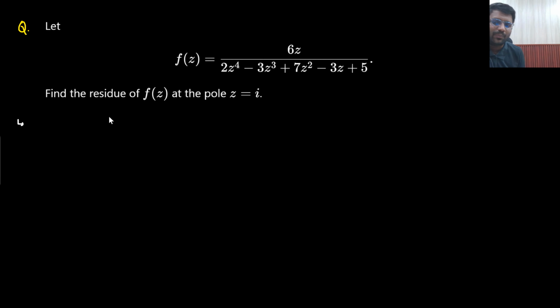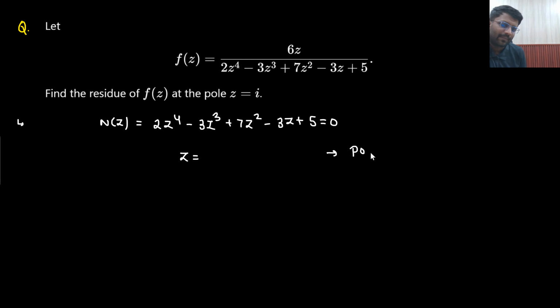That means I need to put my numerator equals to 0. If I put my numerator, which is 2z to the power 4 minus 3z cube plus 7z square minus 3z plus 5 equals to 0, now I will get some 4 values of z. When I solve it, I will get some 4 values of z. They will be my poles. Now, z equals to iota is one of the poles that they are already saying, and you find out the residue only at that pole.